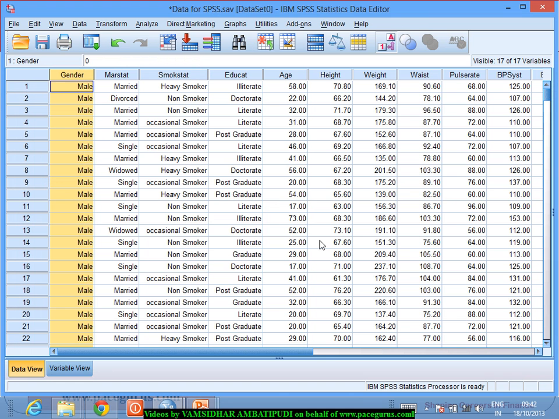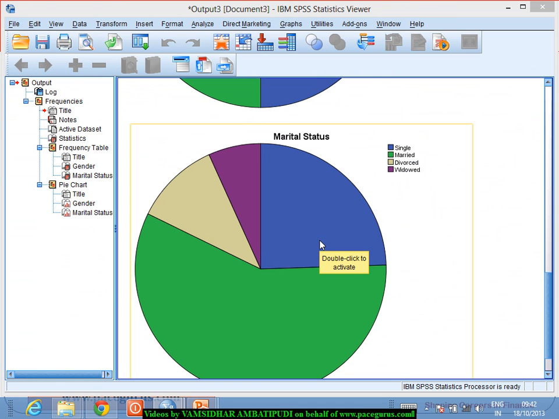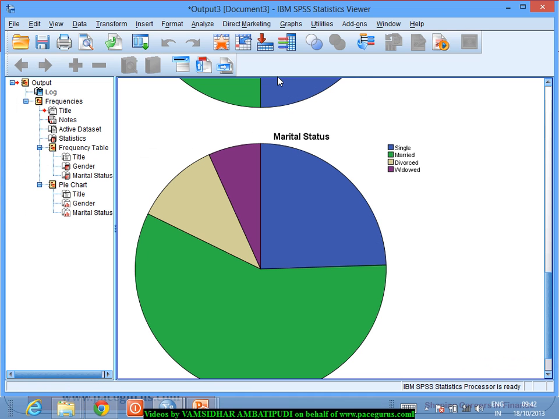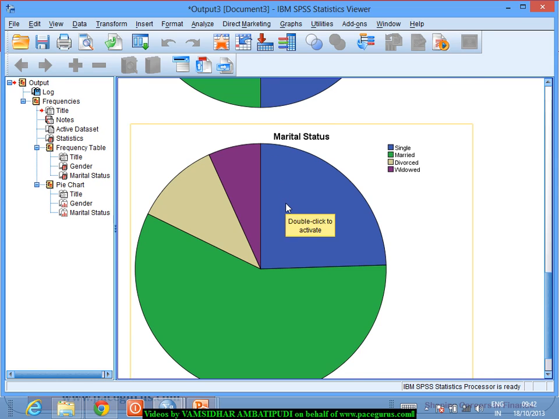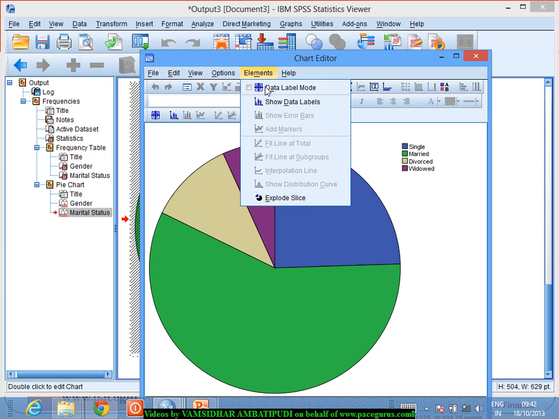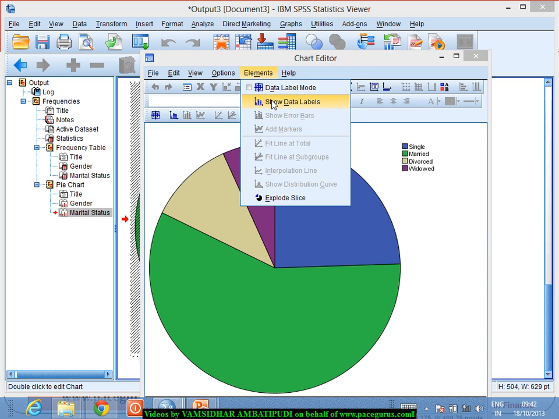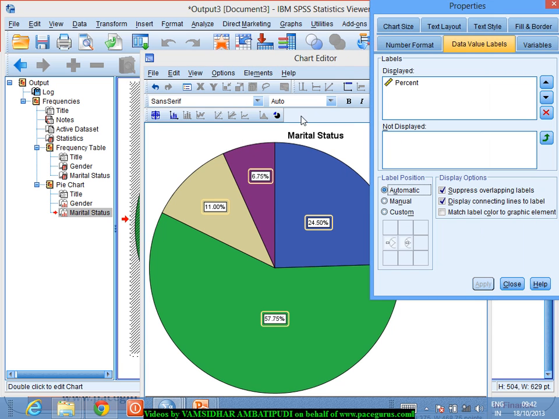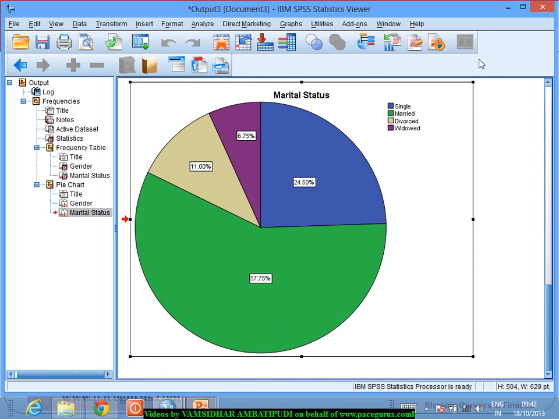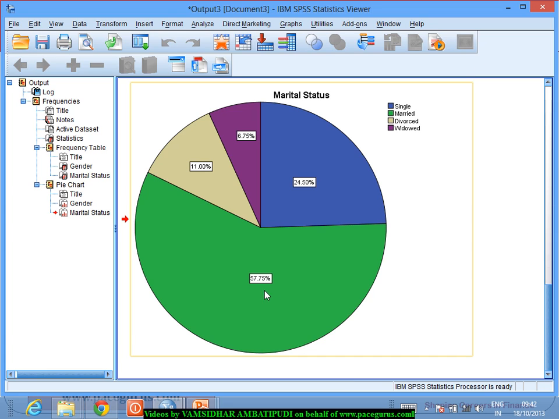So one thing is, if I have to understand the pie chart, you can very well see that the pie chart is a very good visual tool for assessing the relative frequencies of each category. If we want something better, we can double click on this pie chart, and under Elements you can ask for the data labels, and this actually helps us. Now you can close this. So here it represents the relative frequencies also.